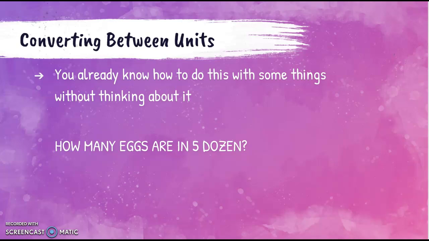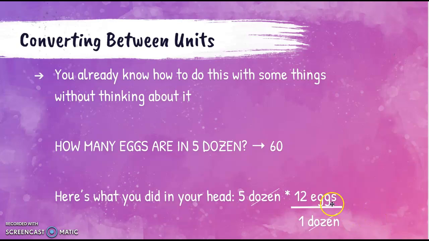I'm willing to bet you just said or thought 60. Without pulling out a pen or a pencil or any paper, you probably just know it. Well, here's the thing. That's because your brain did a shortcut. You know that there are 12 eggs in 1 dozen. So you know if you have 5 dozens, well, that must be 5 times that.